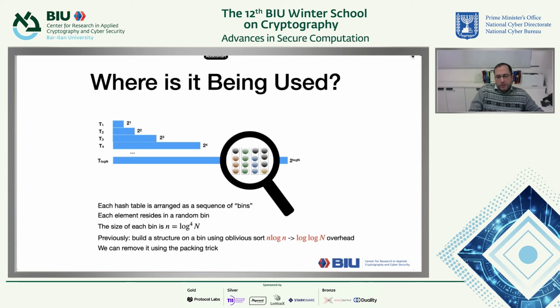I want to say also that this packing trick also comes up in the oblivious tight compaction that I described in the previous talk in the circuit model. I did not describe how to do it fully in the RAM model, but in the RAM model, we also need to use packing to actually achieve linearity.